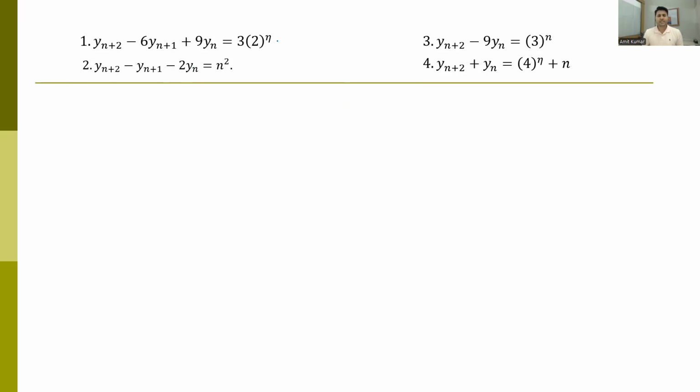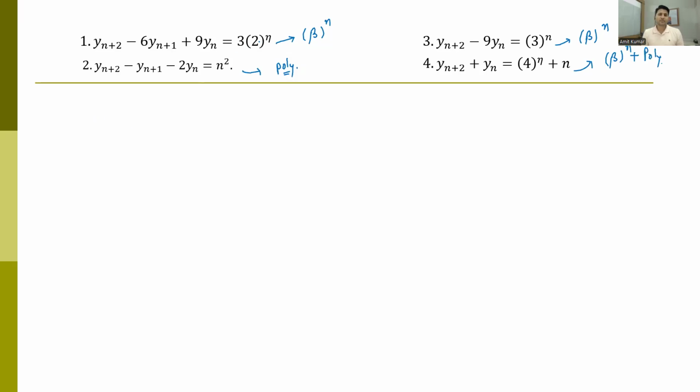Question number one, if we relate it with the last class, is the case of beta power n. Case number two is a polynomial. This is also beta power n, and this is also the case of beta power n. The last is a combination of two, that means beta power n plus a polynomial.